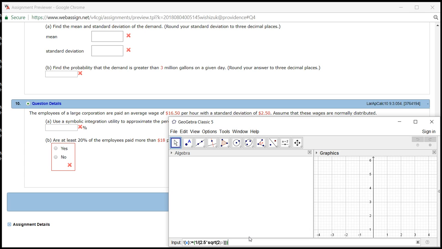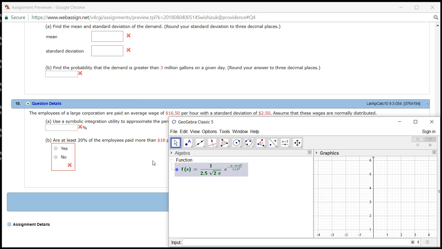So that's the constant, times e to the negative quantity x minus the mean, which is 16.5, squared, and divided by 2 times sigma squared. So 2 times 2.5 squared. Hopefully this will give you the function. So this is the normal distribution function with standard deviation 2.5 and mean 16.5.